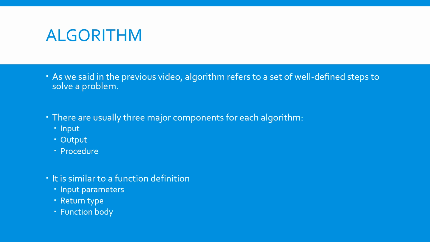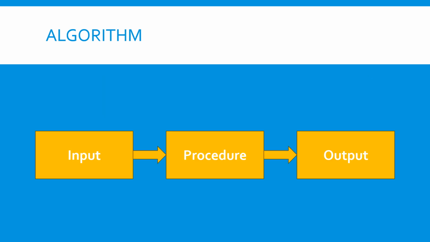You can think of an algorithm as a function or subroutine in a programming language, where we need to specify the input parameters, the return type, and the function body. These components correspond to the input, output, and the procedure in algorithms. You can also think of an algorithm as a black box that takes in some inputs and produces some outputs.